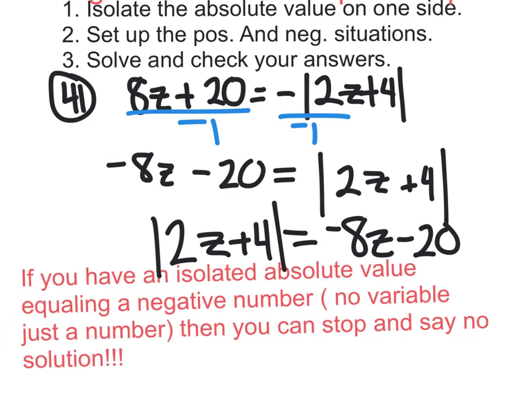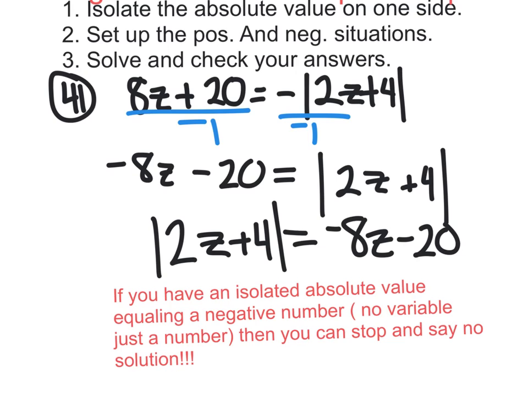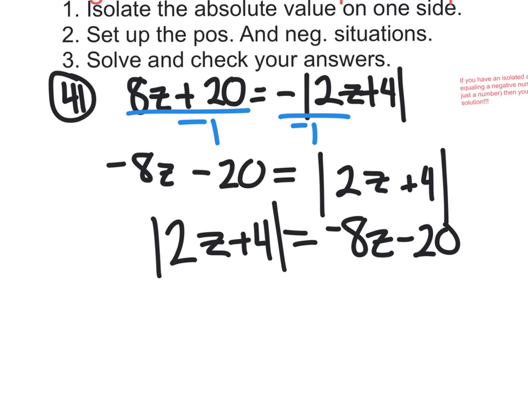So when you isolate it, if it's equal to a negative number, I'm talking about this whole thing being a negative number. Is this a negative number? No, there's a z right there. There's a variable involved, so this rule does not apply on this problem. You cannot just say no solution. That would be incorrect. So let me make this smaller and set up a positive and negative situation.